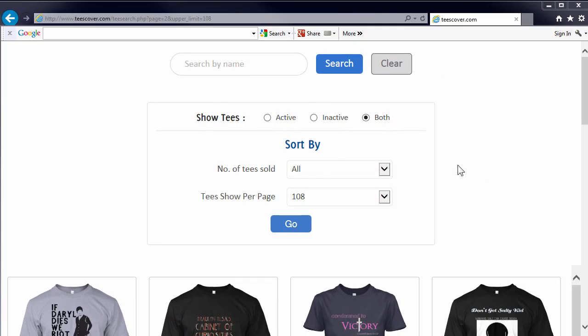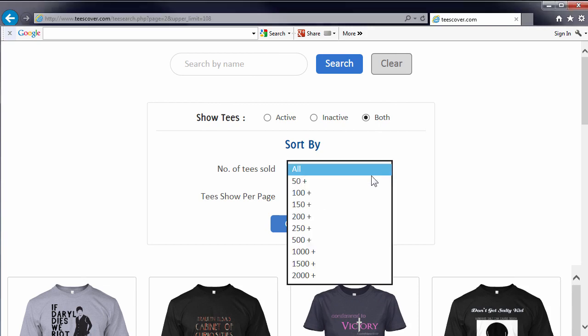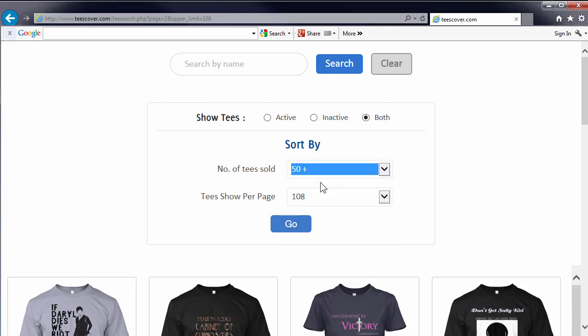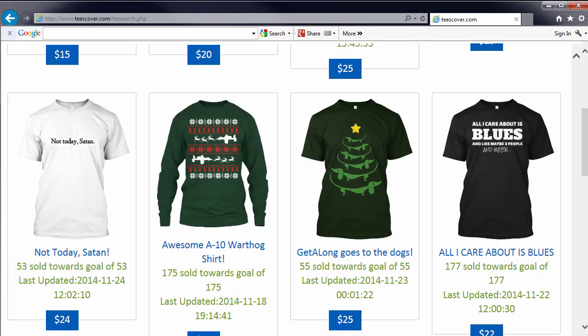Now here's where it gets really powerful. We can use this filter to look at only successful campaigns. Let's look at campaigns that have sold 50 or more shirts. Click go. Now you can look at lots of winning campaigns. You can get an idea of what type of shirts are selling really well, and even a very rough idea at what type of money people are making.